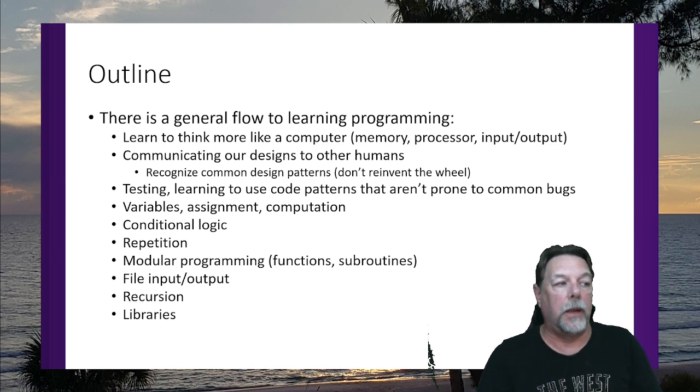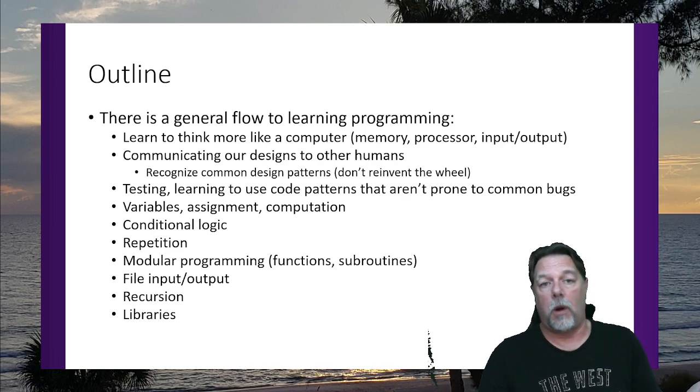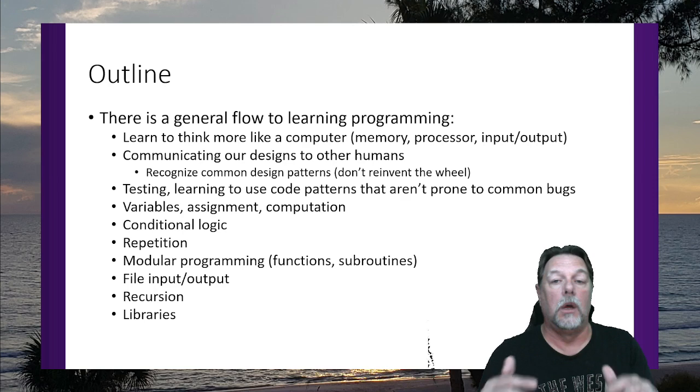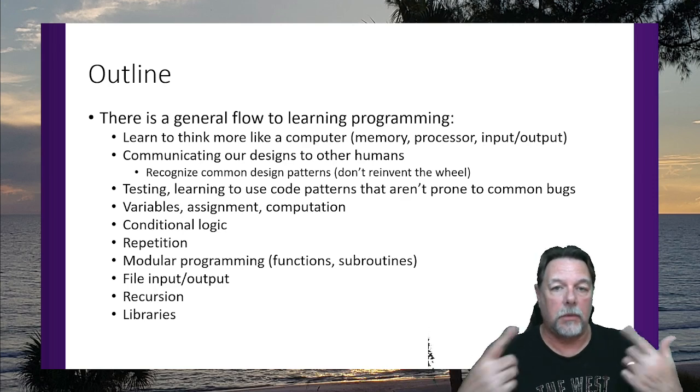We want to be able to put it in places and be able to do computation with that. And so that's what variables, assignment, computation is supposed to be saying. Conditional logic means we want our programs to be able to say, if this condition is present, do this, else do this. So that's what we mean by conditional. Repetition is we want to be able to do the same thing multiple times.